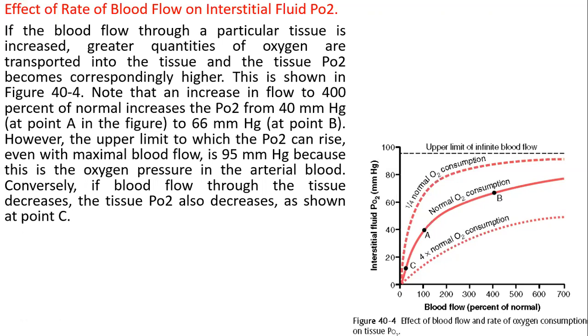However, the upper limit at which PO2 can rise even with maximum blood flow is 95. قد ما يزيد البلد فلو راح يوصل إلى مرحلة بعد يتوقف اللي 95 ملم because this is the oxygen pressure in the arterial blood. Conversely, if the blood flow through tissue decreases, أيضا راح يصير وياه decrease بالPO2. طبعا أكيد هنا النقطة C، يعني هسه هذا البلد فلو نورمال بالنقطة A ينزل، أكيد طبعا راح ينزل وياه البارشل بريشر، مثل ما تشوفون هنا بالنقطة C.